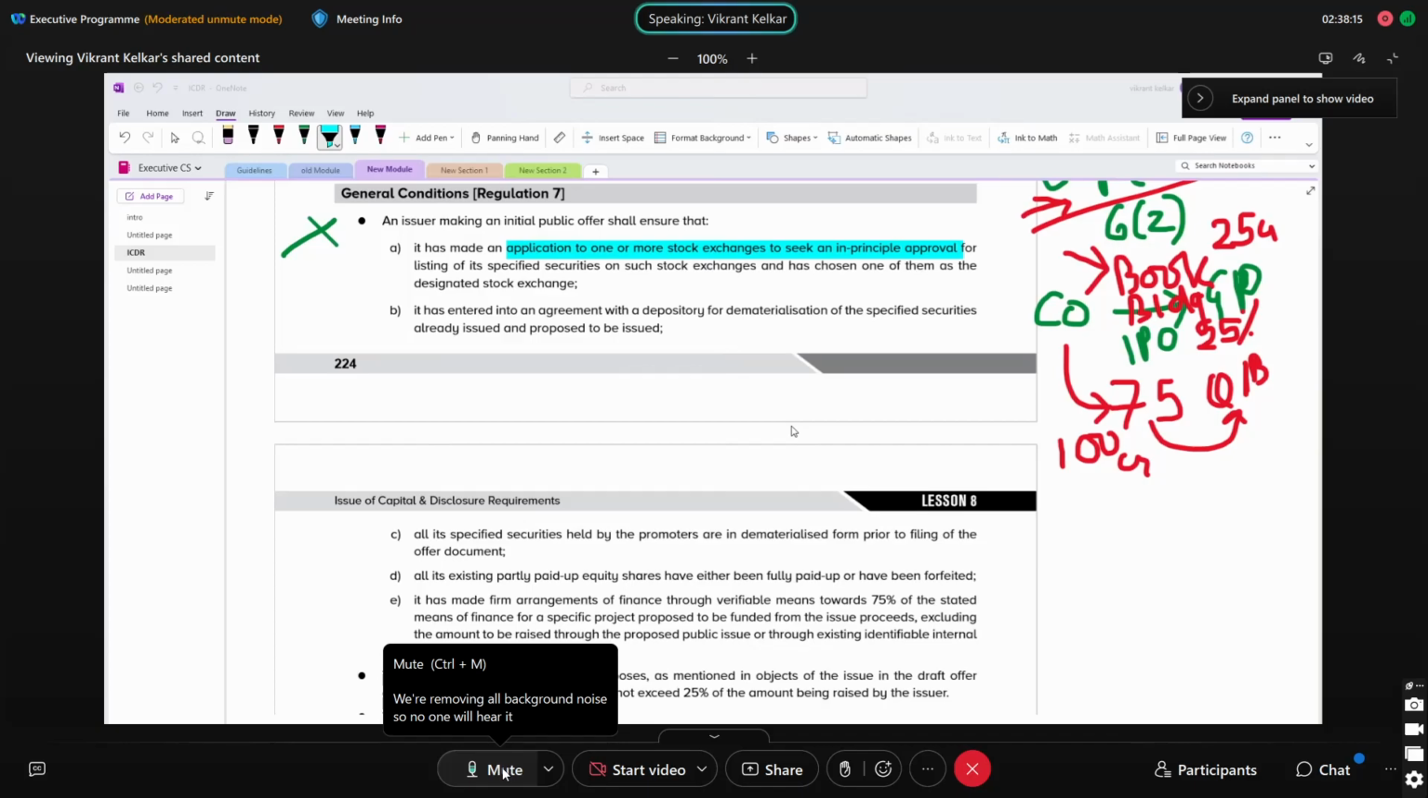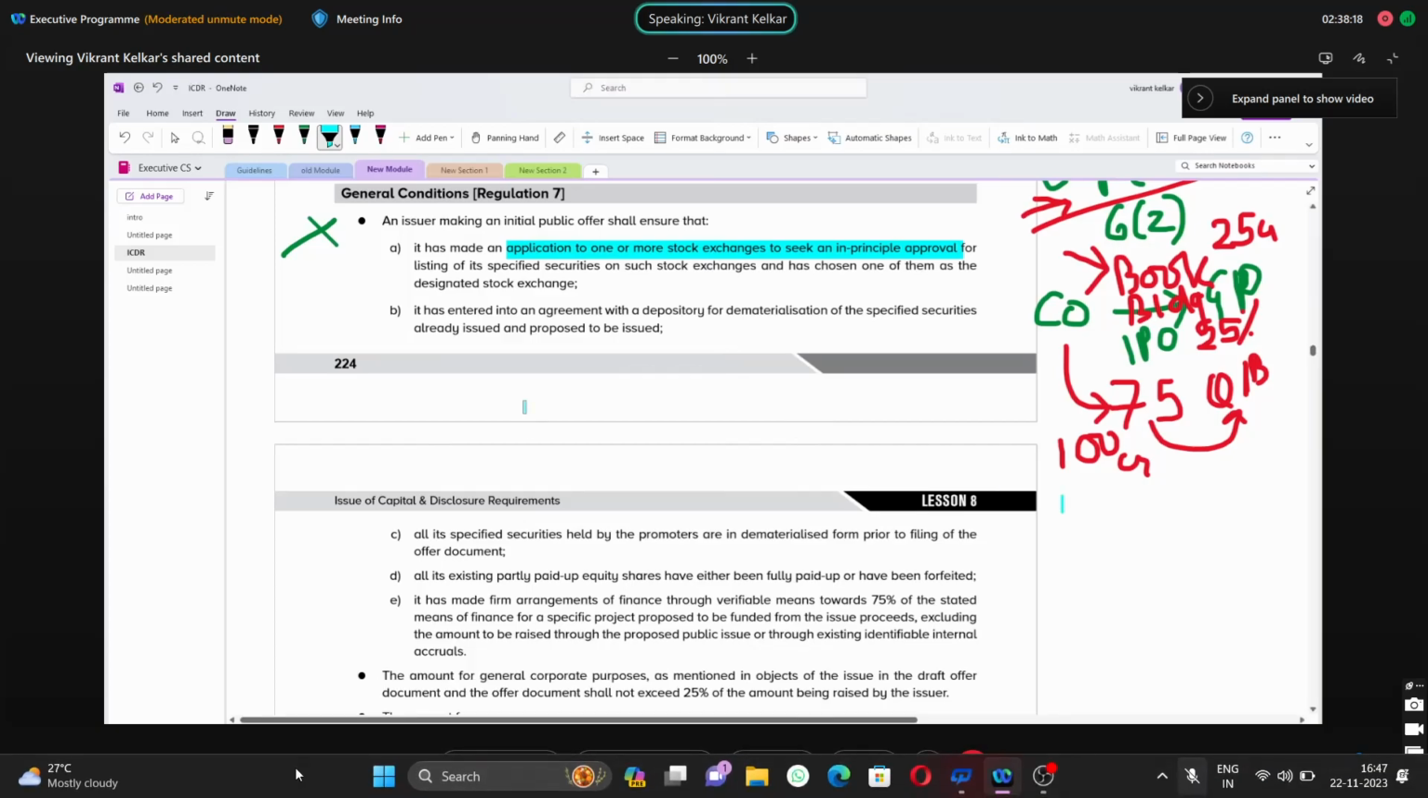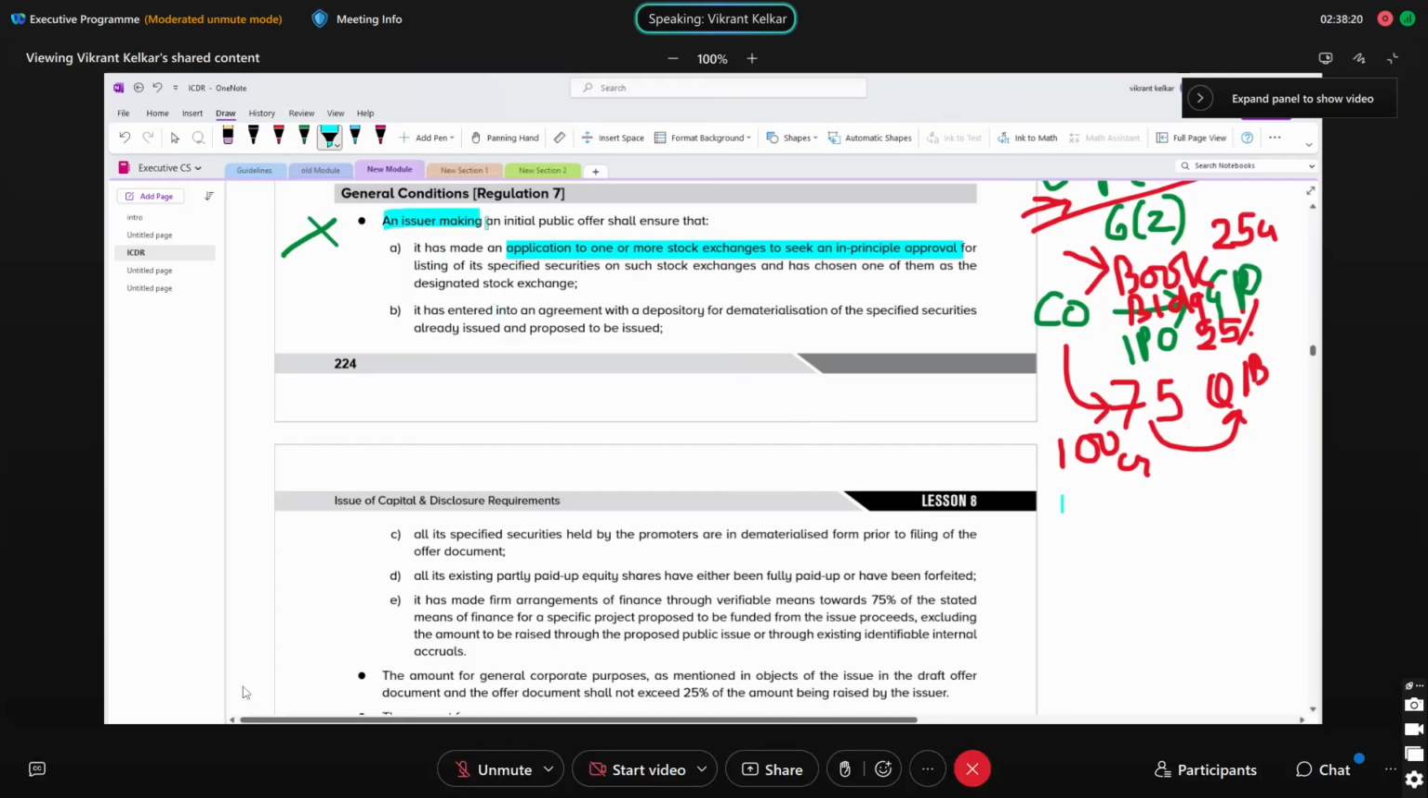Very good. So the second condition is what? That the company, the issuer making an initial public offering, shall ensure that it has made an application to one or more stock exchanges to seek the in principle approval. Because right now, in the beginning, do we have shares sold to shareholders, or are we in the process of selling the shares? When we are having an IPO, we have not sold shares to the general public. That's why the word is in principle approval.